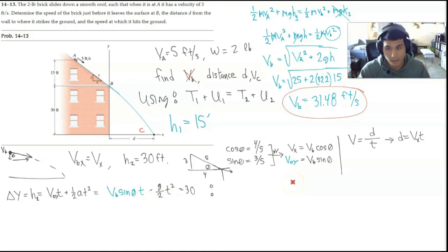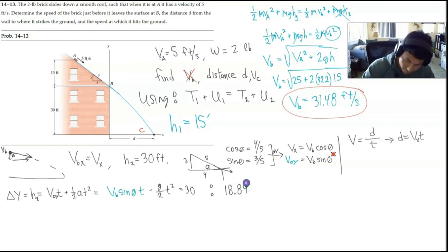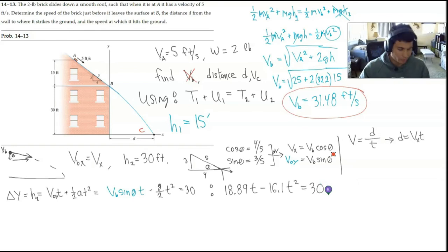Okay, well, VB, hate calculators. So we'll type 31.48, because this is VB. So we're going to find this. 31.48 times 0.6 is 18.88. So we get 18.89 T minus, okay, gravity is 32.2. Divide that by 2, it's 16.1, T squared is equal to 30. And I'm going to use the quadratic formula in my calculator. So negative 16.1, 18.89, and negative 30.